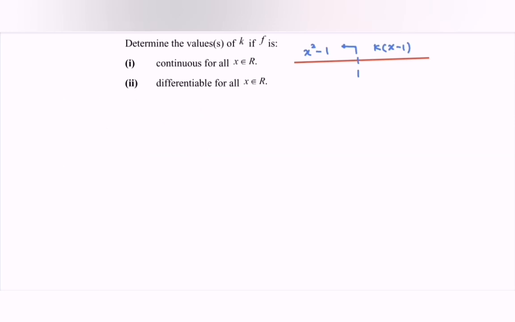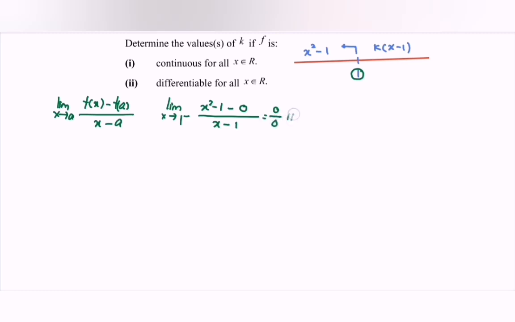Continue. Determine the value of k if f is differentiable for all values of x. Kindly refer to the formula: the limit when x approaches a of f(x) minus f(a) over x minus a. So the limit when x approaches 1 from the left, referring to the function on the left, we have x squared minus 1 minus f(a). If you substitute f(1), we will have 0 over x minus a. Here a equals 1. If we substitute the value 1, we obtain 0 over 0, which is an indeterminate form.